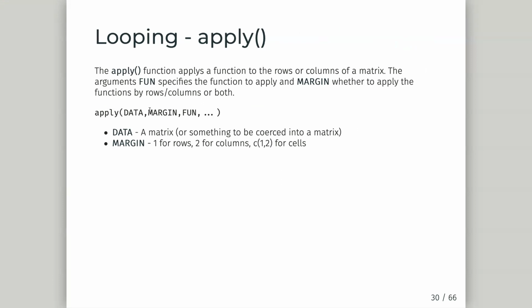So apply applies a function to the rows or columns of a matrix, or both. We can apply it to cells. The argument fun specifies the function that you want to apply to that particular row or point. So we have apply, we give it our data, typically a matrix, can be a data frame. We give it the margin. So I say 1 if I want to go across rows. So if I'm going to get the mean of rows, I'll put 1 there. 2 if I want columns. And then 1 or 2 for cells. I don't think I've ever used that.